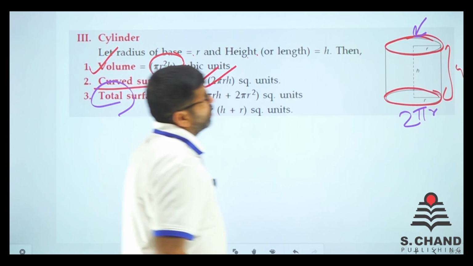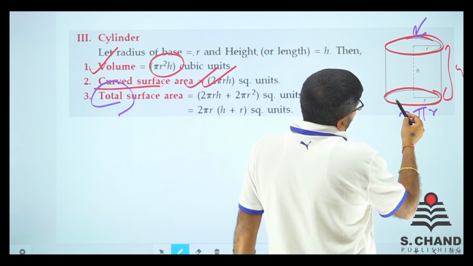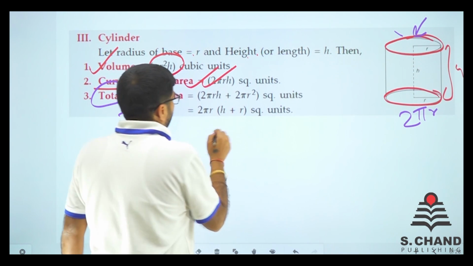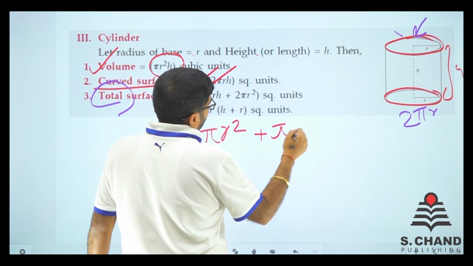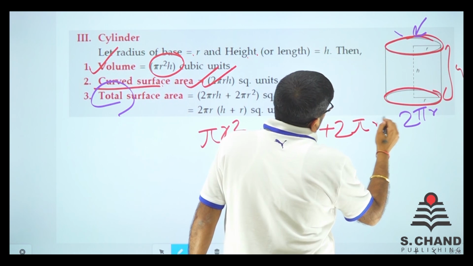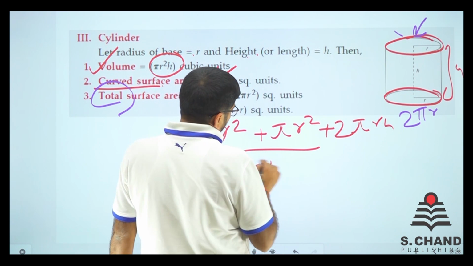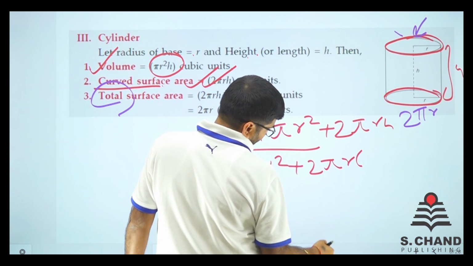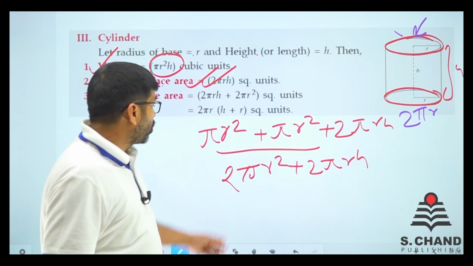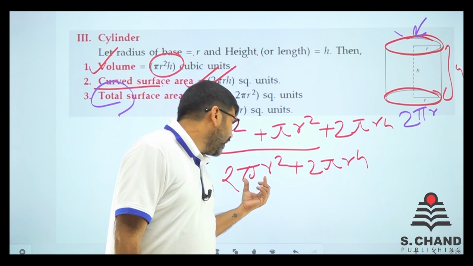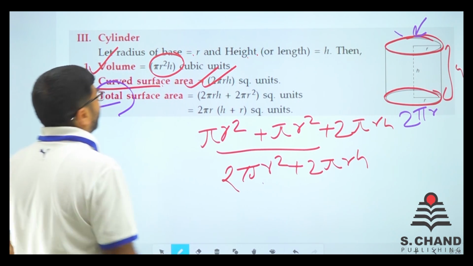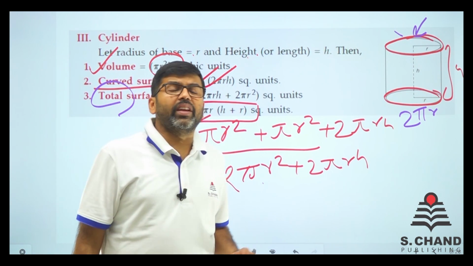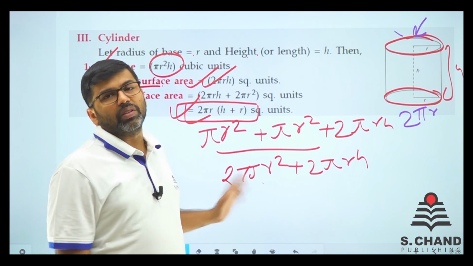Total surface area. So total surface area is 1 pi r square here, 1 pi r square here, and the 2 pi r h. One is pi r square plus pi r square, plus 2 pi r h. So these two become 2 pi r square. We have got this. So when I take 2 pi r common, 2 pi r remains here, h remains here. So 2 pi r (r + h). This is the total surface area including both the things.